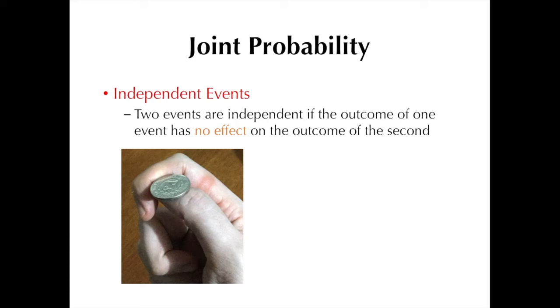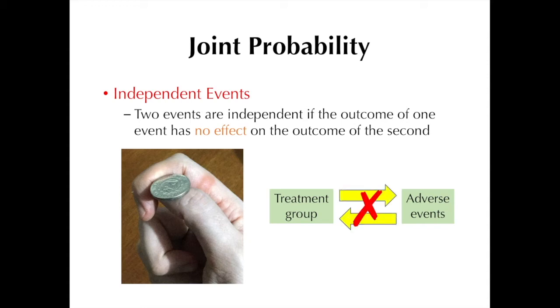Now, as far as our example is concerned, the two events we are interested in are the treatment group assignment and the occurrence of adverse events. Assuming that these two events are indeed independent, the occurrence of one event should not in any way affect the occurrence of the other event, though in a biological sense, this may not necessarily be the case, as we will see later.